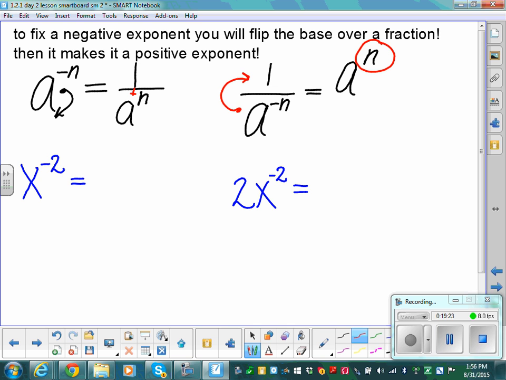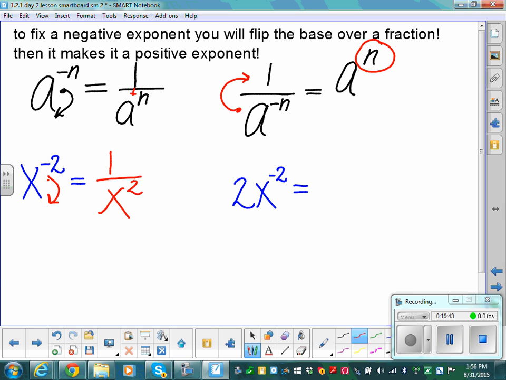So let's fix this one. Let's say we simplified something and our final answer was x to the negative 2. We do not like negative exponents. We're more advanced than that now. 1 over x. Perfect. We grab it and we flip it over a fraction, so we have 1 over x squared. Thank you. Very good.